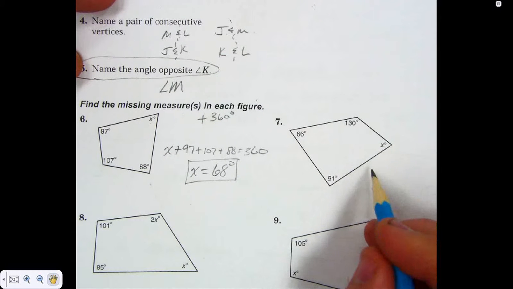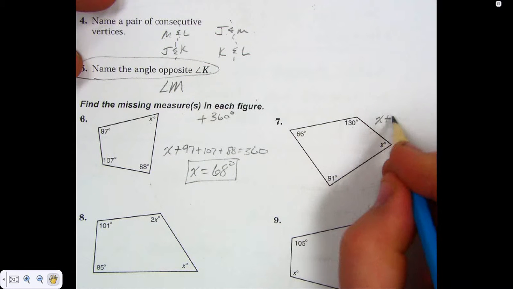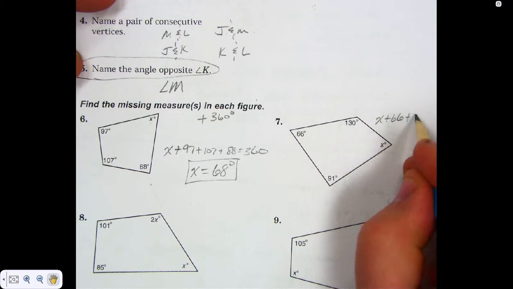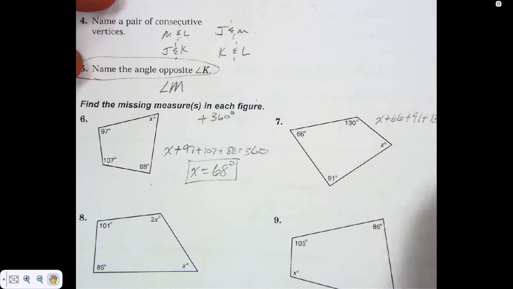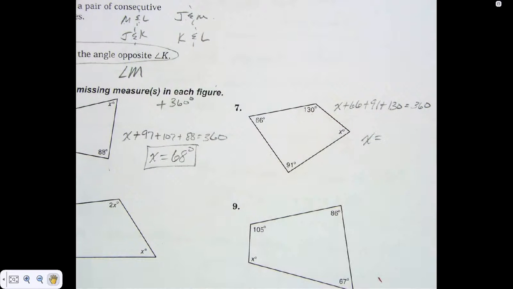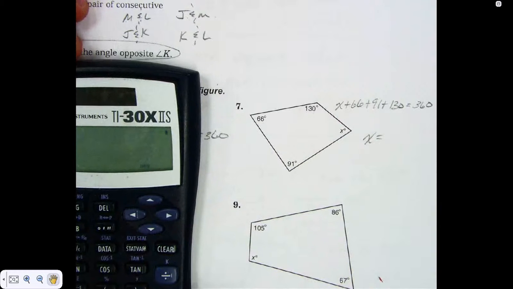Number 7, what am I going to ask you to do here? Write the relationship. X plus what? 66 plus what? 91. 91 plus what? Equals what? Now, the rest you can do with calculator work. Now, you've proved to me that you understand the concept. So now, you just add those up. 66 plus what? 130 plus what? 91 equals 287. So how much is left?